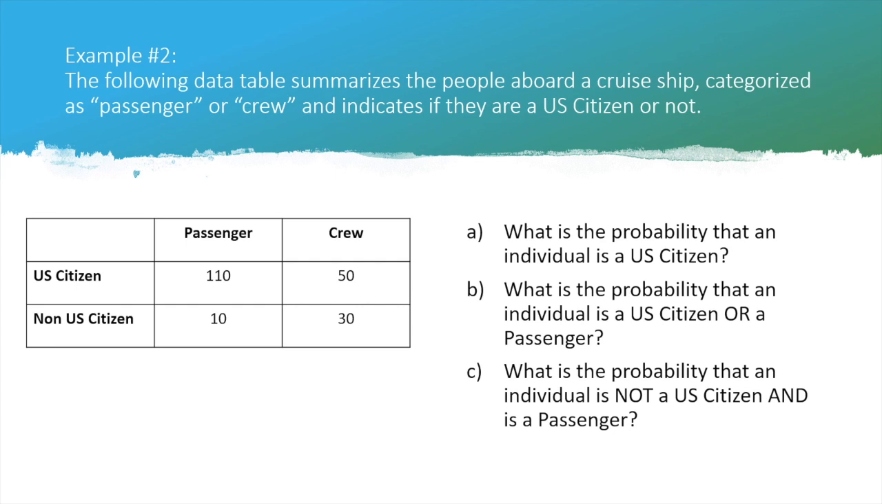And this happens a lot in probability problems for math class, as well as you'll see this in news articles and all sorts of other information that you might read or see on TV. So in this case, what's the probability that an individual is a U.S. citizen? And then B, what's the probability that the person is a U.S. citizen or a passenger? And C, what's the probability that an individual is not a U.S. citizen and is a passenger? So a passenger who is not a U.S. citizen would be another way of reading that part C question.